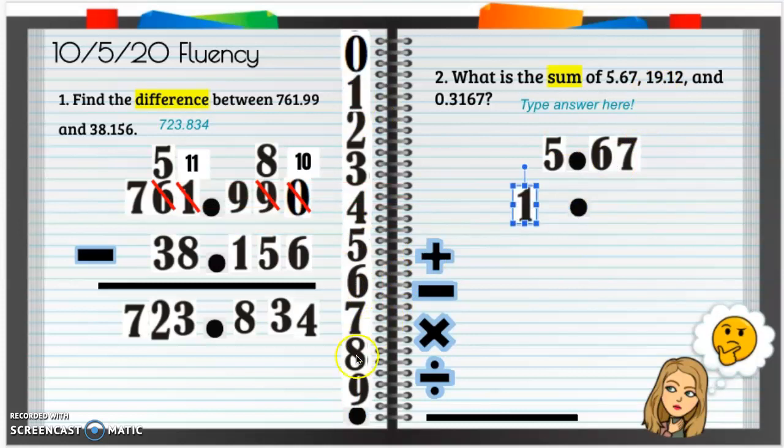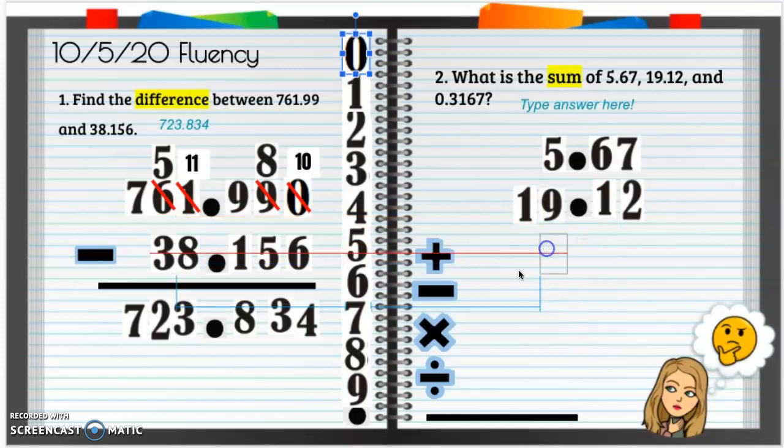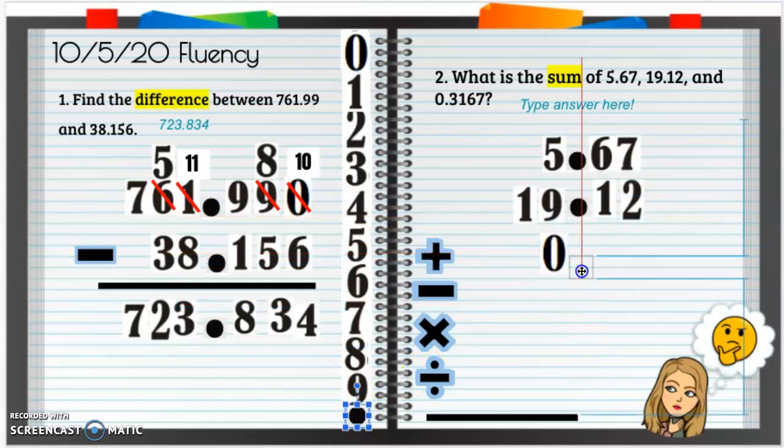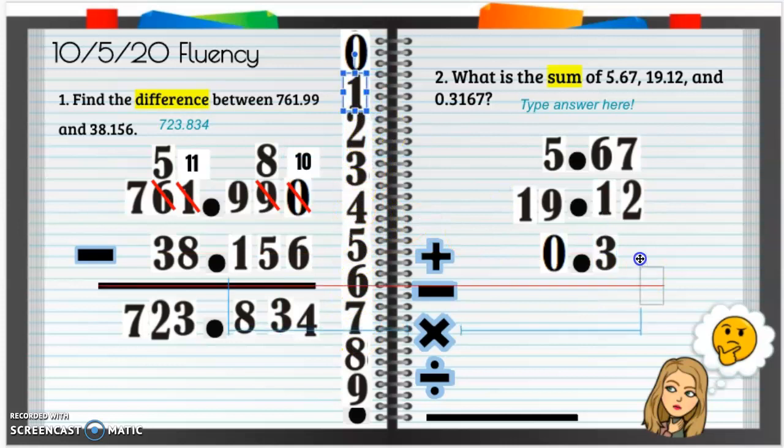19 and 12 hundredths. And then we have 0 and line up those decimals. 3,167 ten thousandths. So 3 and then a 1 and then a 6 and then a 7.